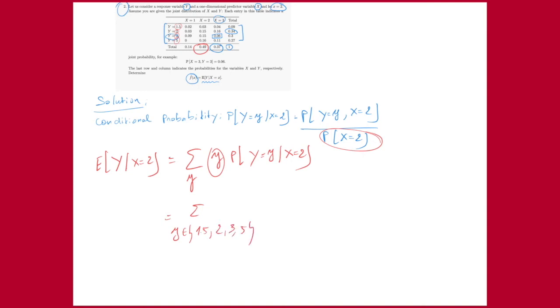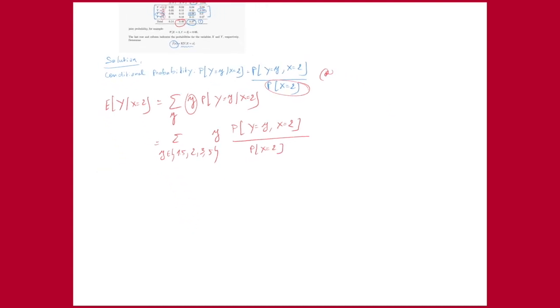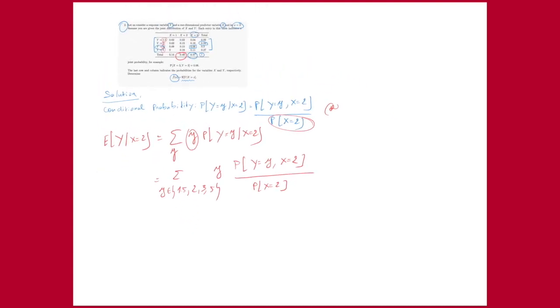What is in the sum? In the sum we have y, and then we write that conditional probability using this expression, and we get the probability y is equal to y and x is equal to 2. It's a joint probability divided by the probability that x is equal to 2. Alright, so now have a look. This probability here does not depend on the summation. So we can write this as 1 over the probability x is equal to 2.